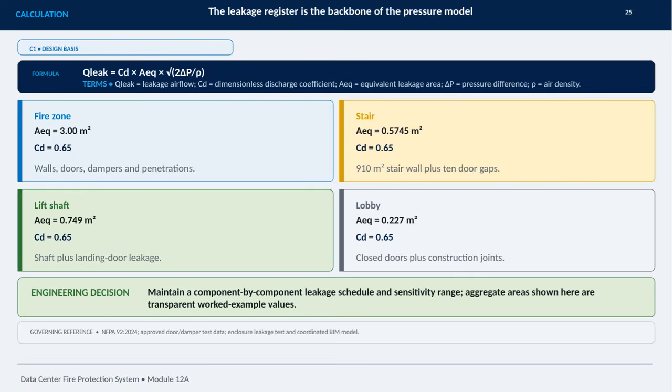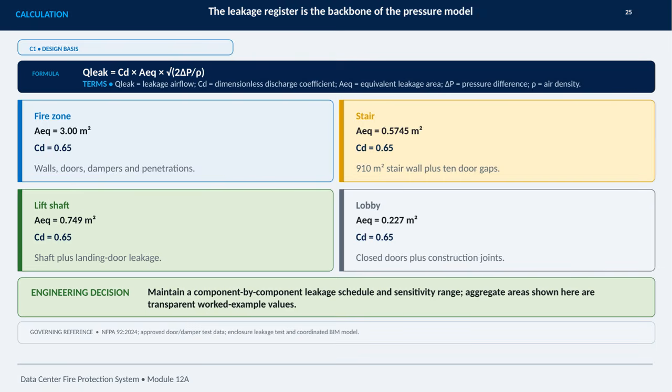This slide defines the calculation behind the leakage register, which is the backbone of the pressure model. The governing relationship is Q leak equals CD times AEQ times the square root of 2 delta P over air density. In practical terms, leakage airflow depends on the discharge coefficient, the equivalent leakage area, the pressure difference, and the air density. The key engineering control is the component-by-component leakage schedule.